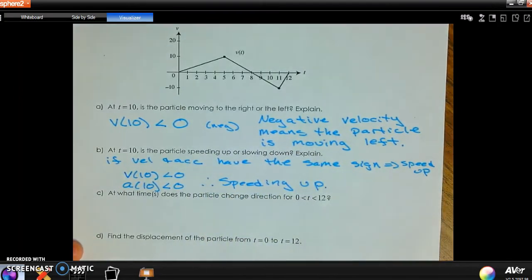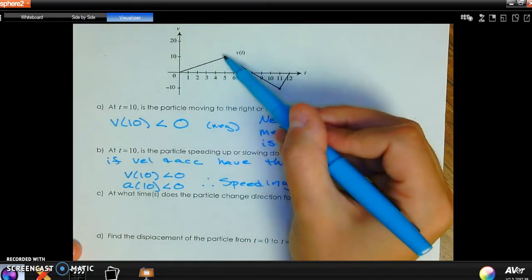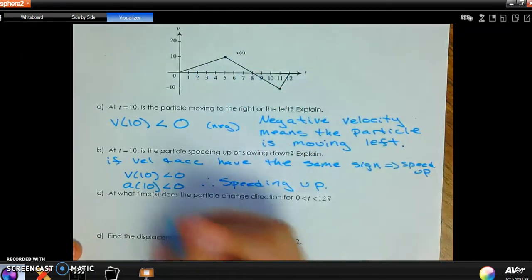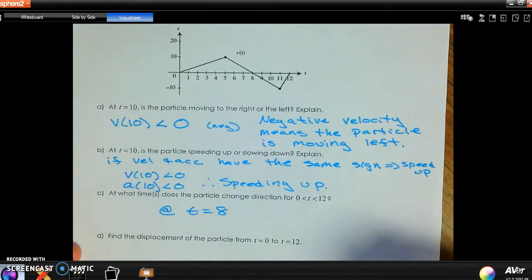Okay. At what times does the particle change direction? So remember, you change direction when velocity goes from positive to negative or negative to positive. So here your velocity is positive, and then it switches to negative right at 8. So at t equals 8, you change direction.